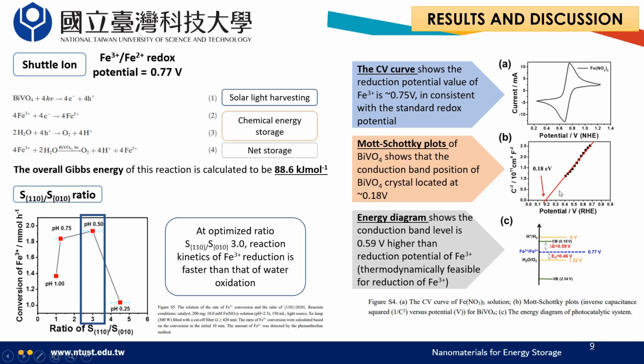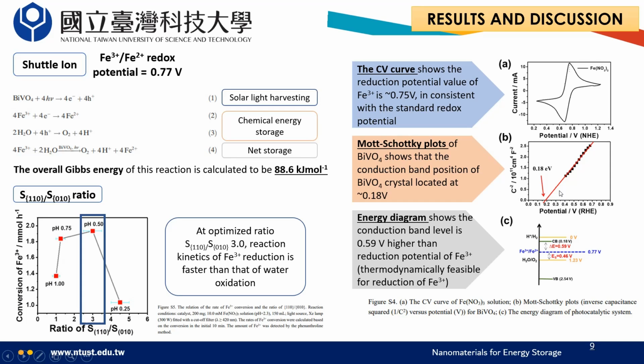It can be seen that the photocatalytic activities of bismuth vanadate crystals are closely correlated to the ratio of 110 and 010 surface area, which determines the reaction kinetics of Fe3+ reduction and water oxidation reactions. And the optimized ratio is about 3.0, which indicates that the kinetics of the reduction reaction is faster than that of the water oxidation reaction.